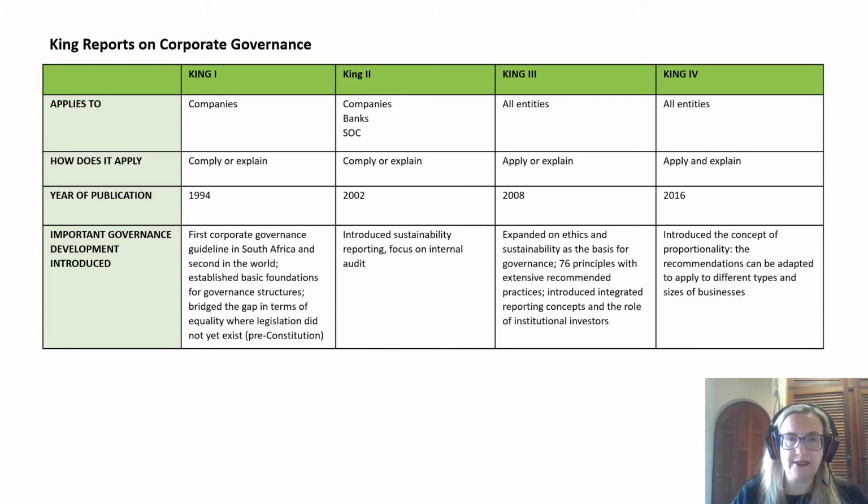Let's have a look at what the various King reports applied to. So just another way of looking at a similar slide that we had. King 1 applied to companies on a comply or explain basis. King 2 also comply or explain, had a broader application. King 3 brought in the concept of all entities, and King 4 has maintained that all entities. We've moved from apply or explain to apply and explain, and we've synthesized our 76 principles in King 3 down to 16 solid business ideas.